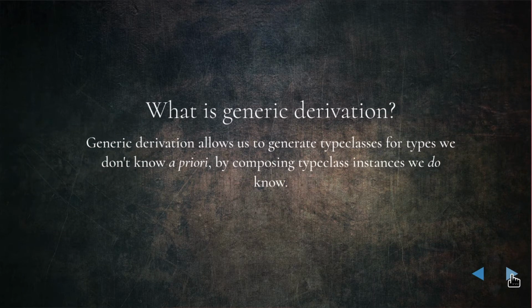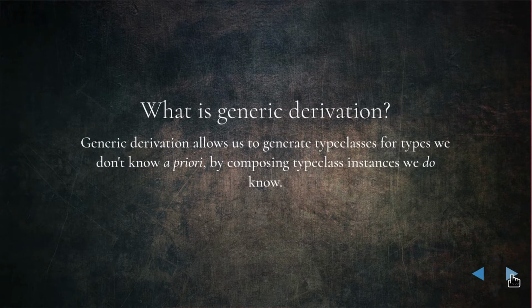So I've tried to summarize what generic derivation is. It allows us to generate type class instances for types we don't know beforehand, composed from type class instances we have. Type class instances that exist in implicit scope.